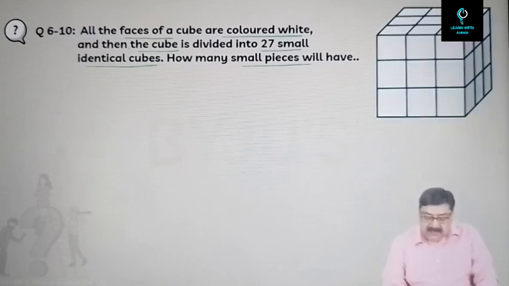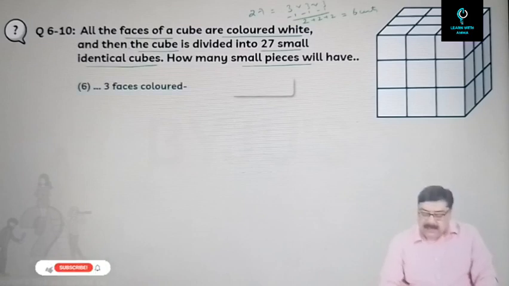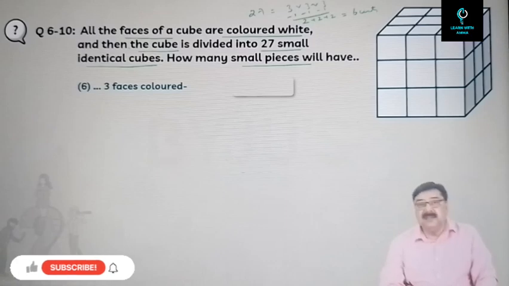When you say 27 identical pieces, you know that 27 equals 3 into 3 into 3, minus 1, minus 1, minus 1. That is 2 cuts in each direction, and the total number of cuts here shall be 6 cuts. We have already learned how to find the least number of cuts. Now, how many small pieces will have 3 faces colored?